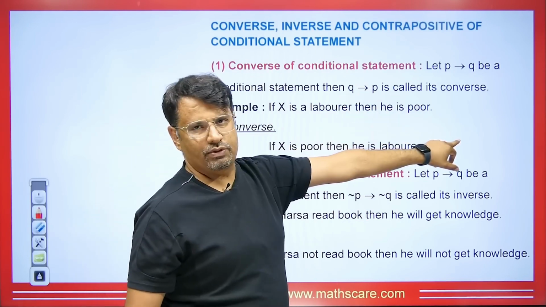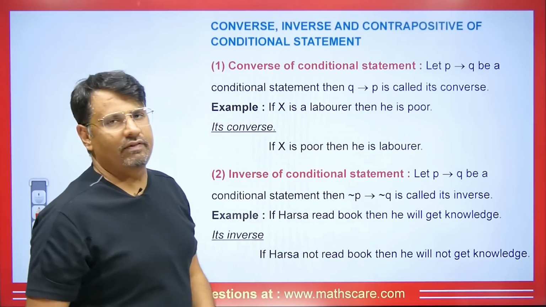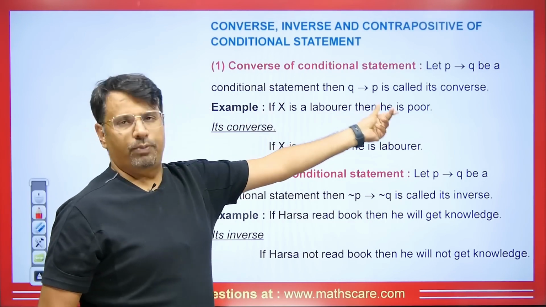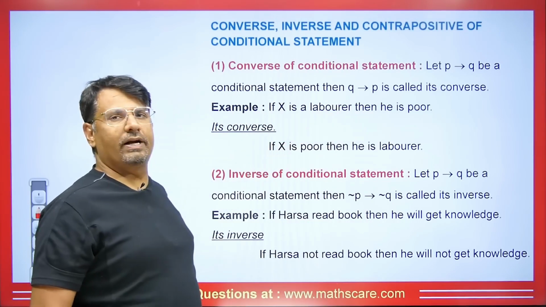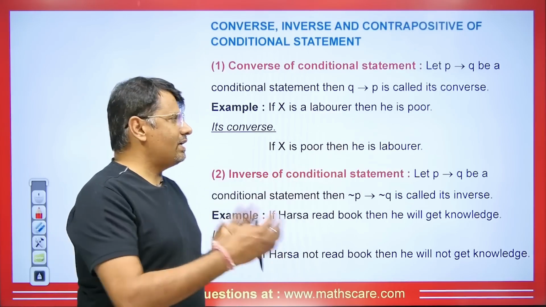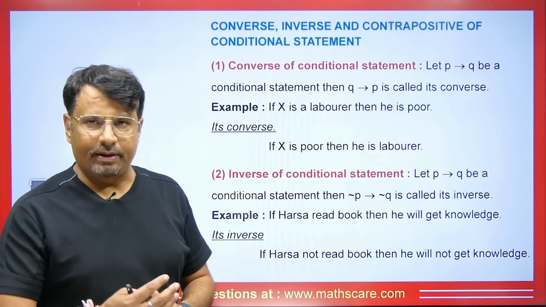It will be Q implies P. So this is called a converse statement. Let's understand this with an example. If X is a laborer, then he is poor. So what will be its converse statement? It will be: if X is poor, then he is a laborer. So this will be its converse statement, right?